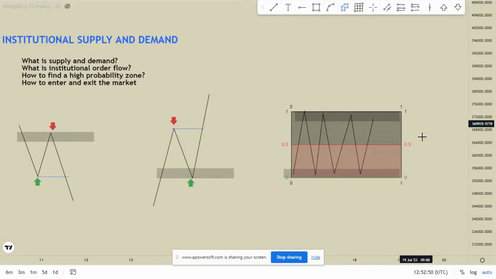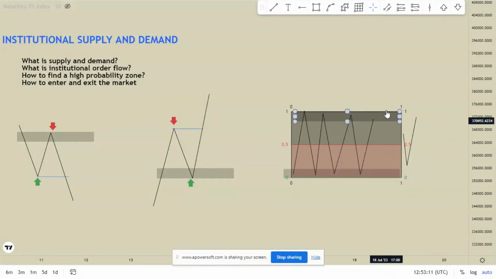Or in this case, institutions will be leaving premium zones to come and buy at discount zones. And then remember, they have the power to move the market. And when they move the market into premium, here they take what we call profit.